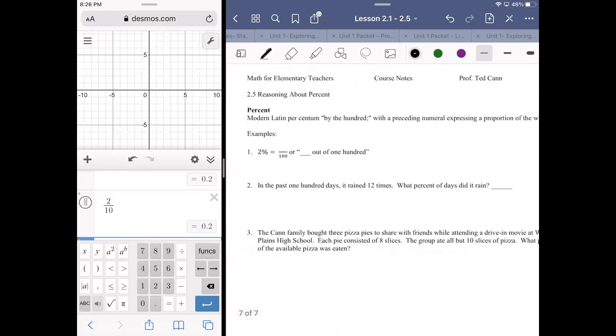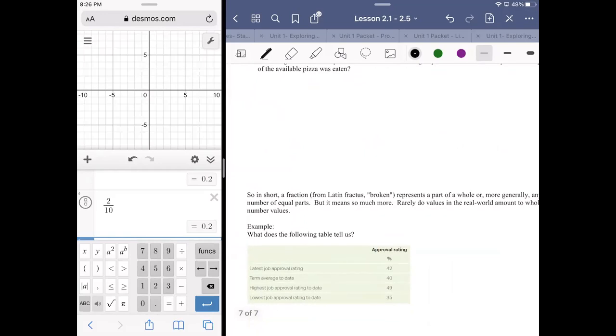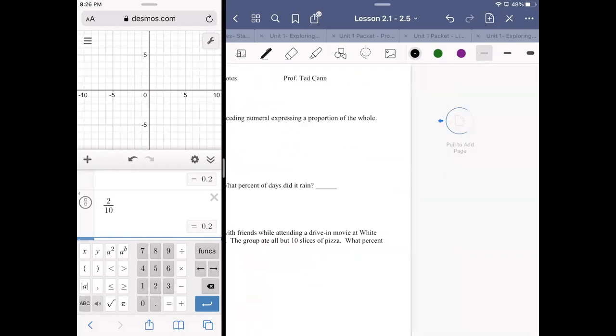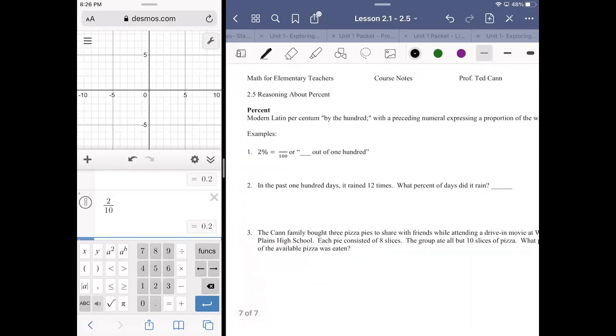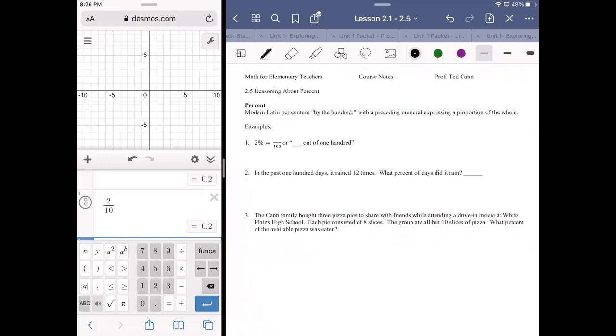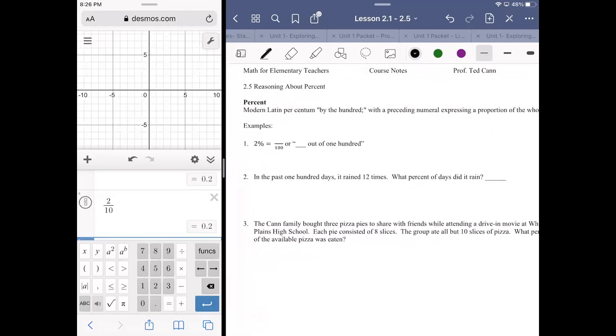So last but not least is the concept of percents. We already talked about fractions, and we already kind of alluded to percents, but this is where we're gonna pretty much end the unit. Well, that's exactly what's gonna happen. We're gonna end the unit here, right? So last little bit of content. And we've already kind of addressed pretty much all of these concepts, so this should be pretty quick.